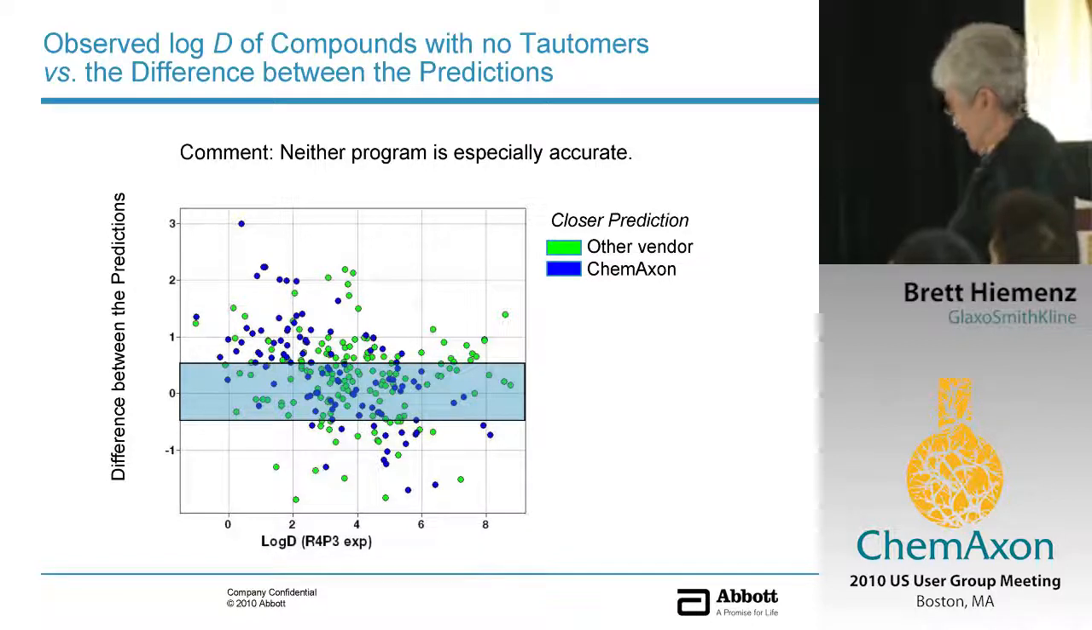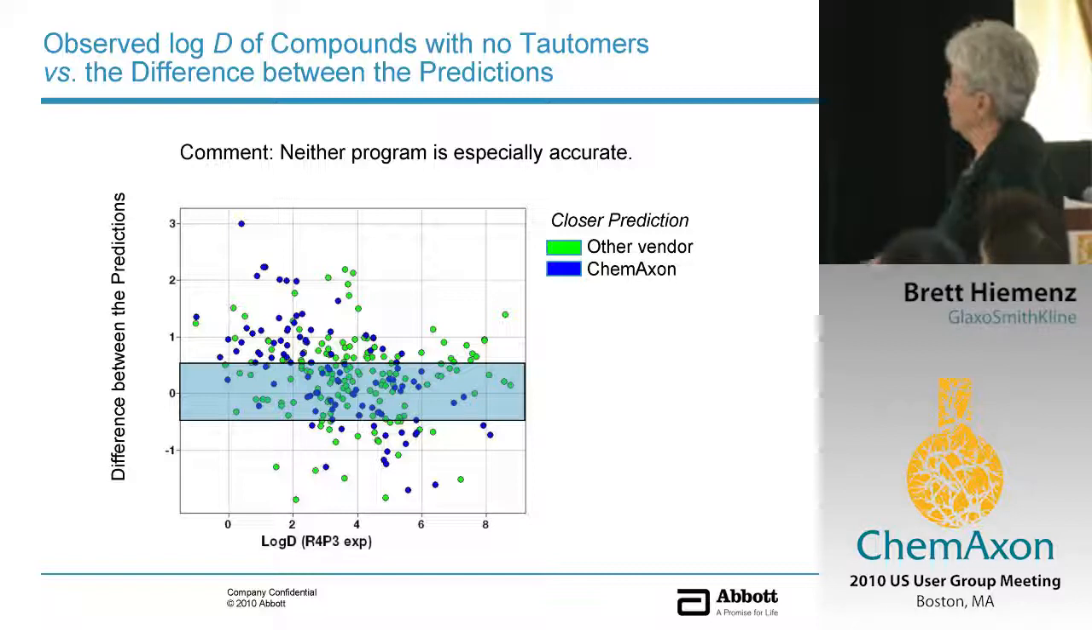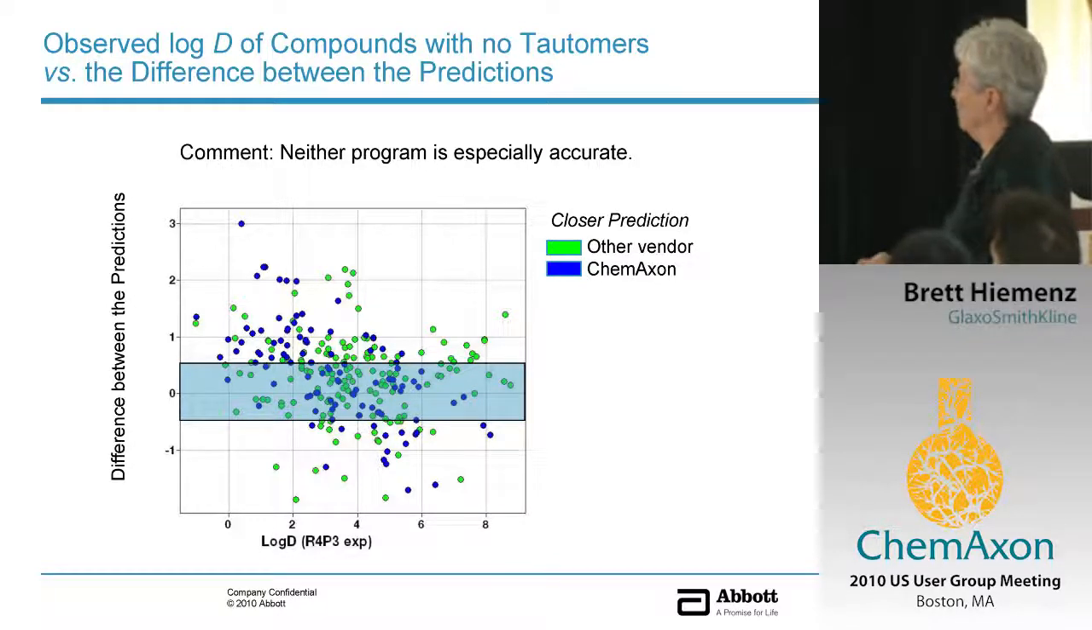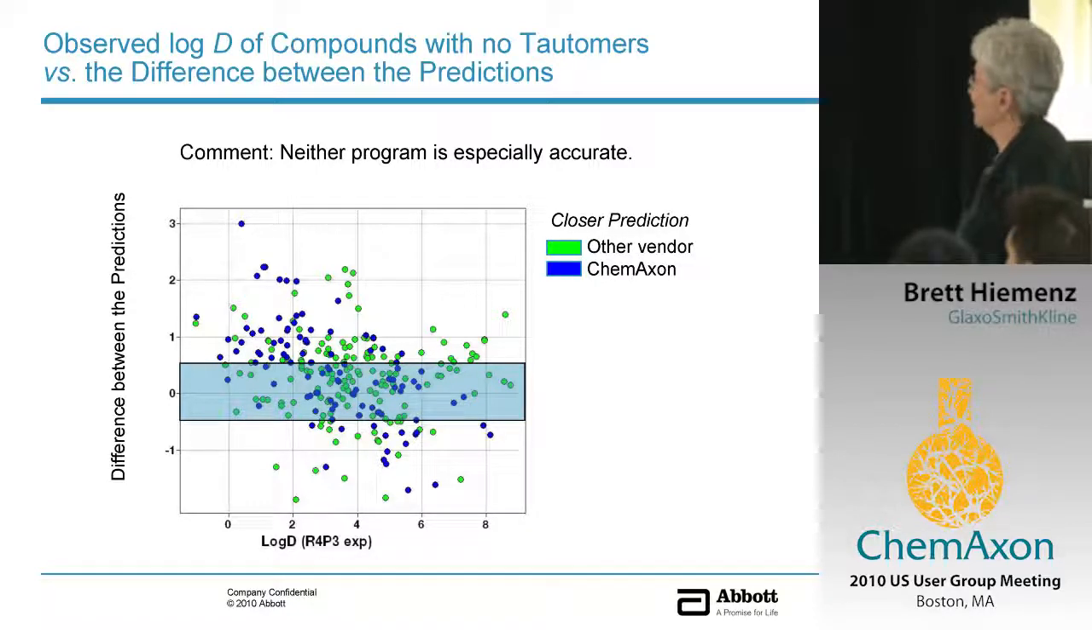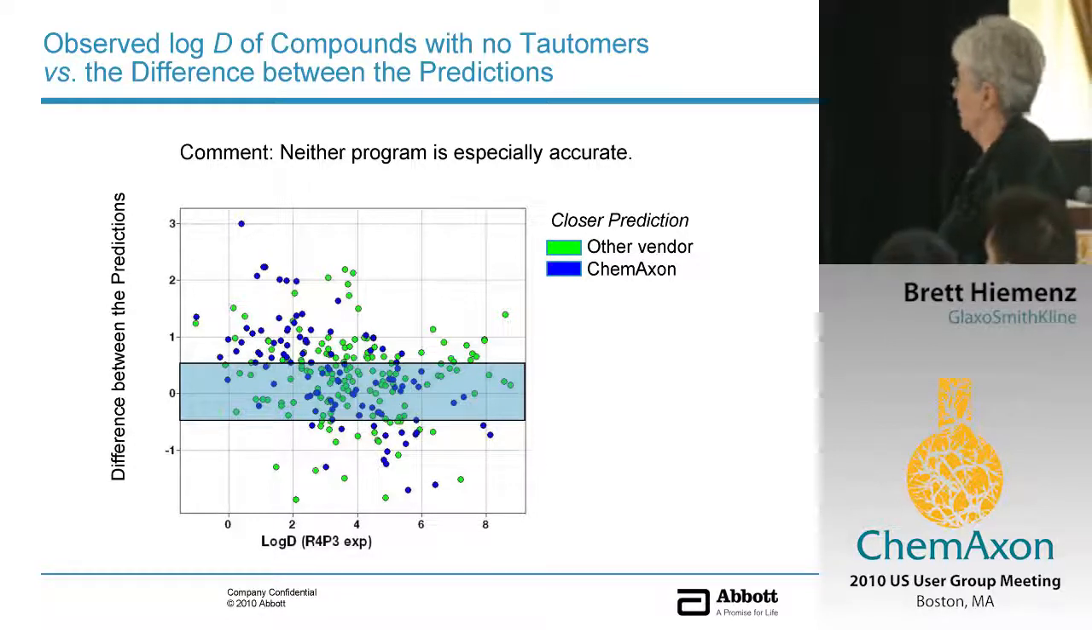Okay, now this is a plot of the difference between the two predictions, say 1 log unit spread, and then the calculated. Is there any relationship there? No. And then these are colored by which is the closer one. So, you know, sometimes Chemaxon is better, sometimes Simulations Plus is better.